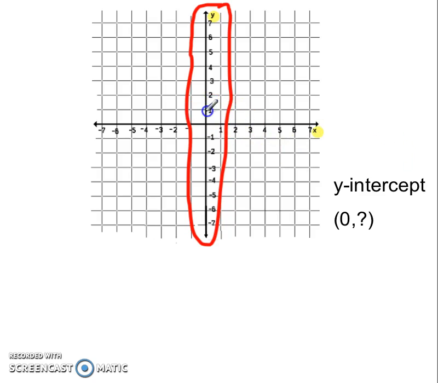So for example, this point right here would be 0, 1 because you're 0 side to side, 1 up and down. This point here would be 0 side to side, 5 up, so it's 0, 5. This point down here would be 0, negative 7.